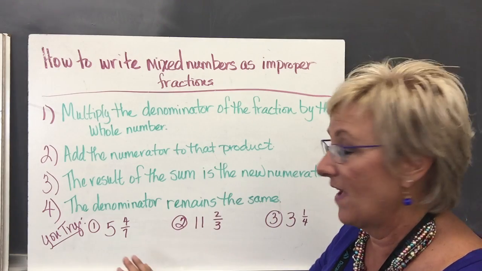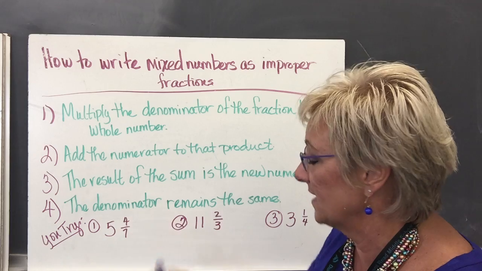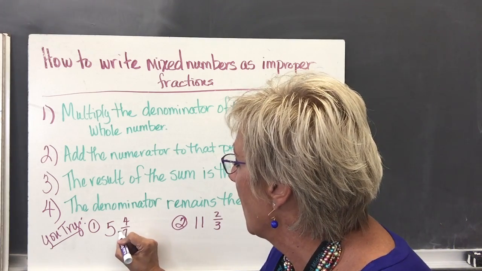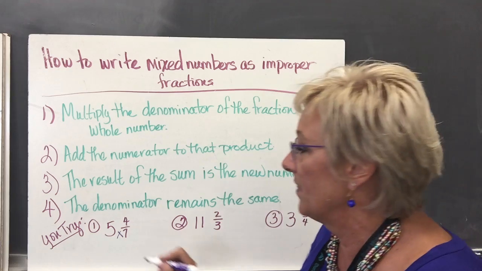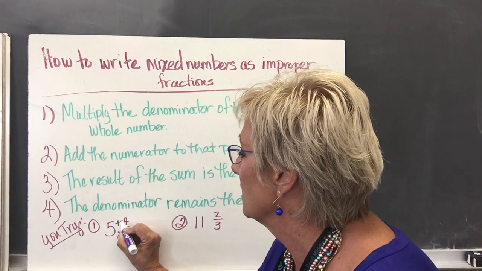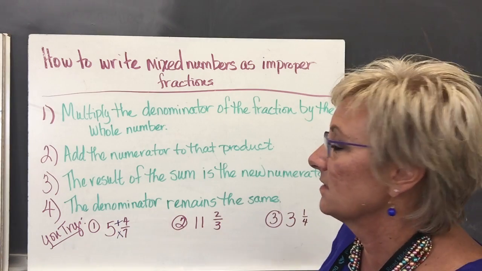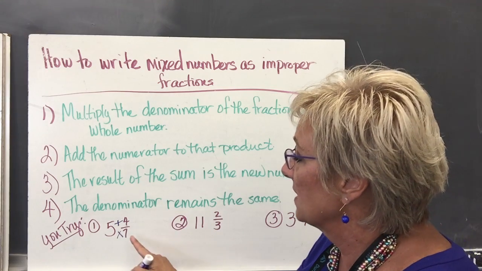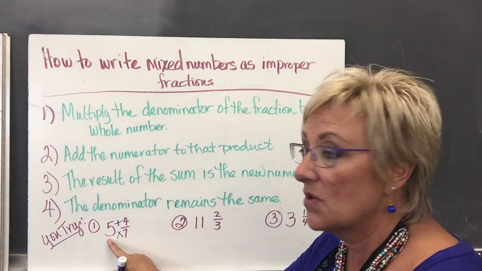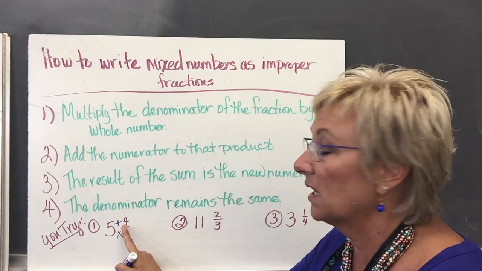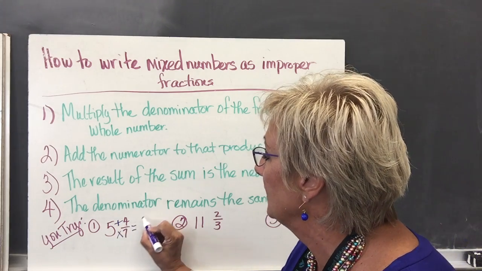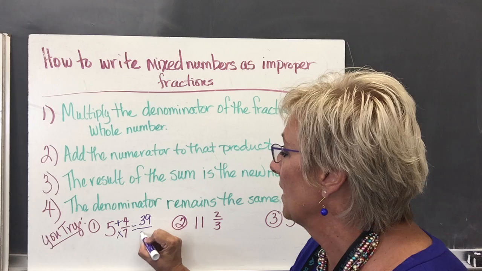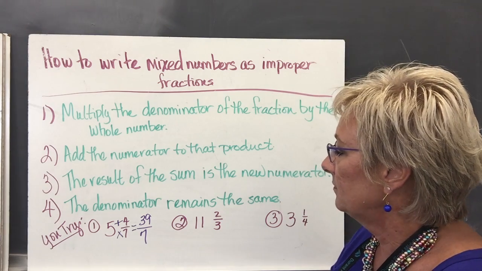For example, if I've got 5 and 4/7, I've got to multiply the whole number by the denominator, and then I'm going to take that product and add it to 4. And 7 is going to stay my denominator. So I'm going to say 7 times 5 is 35. I know that. 35 plus 4 is going to be 39. And of course, I'm keeping my denominator as 7.